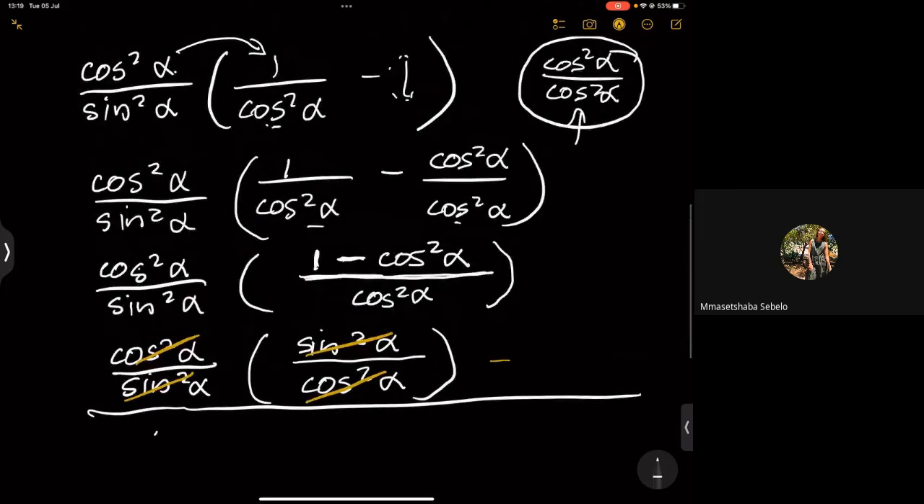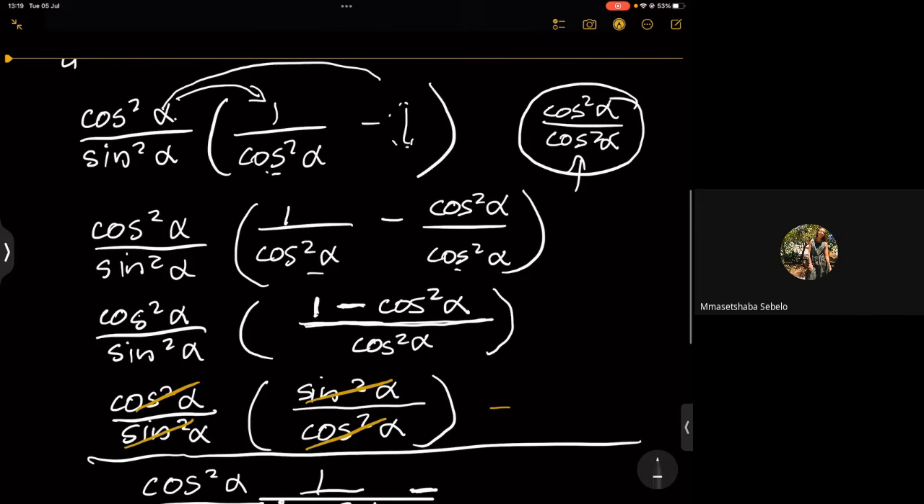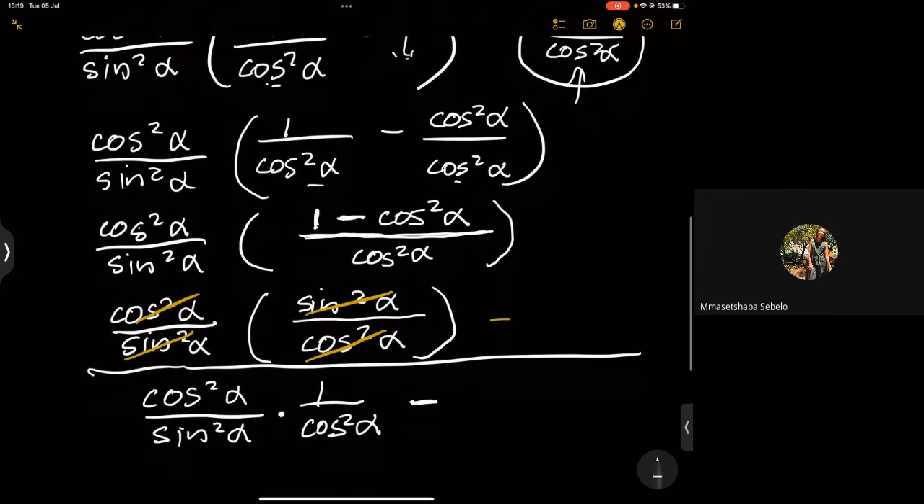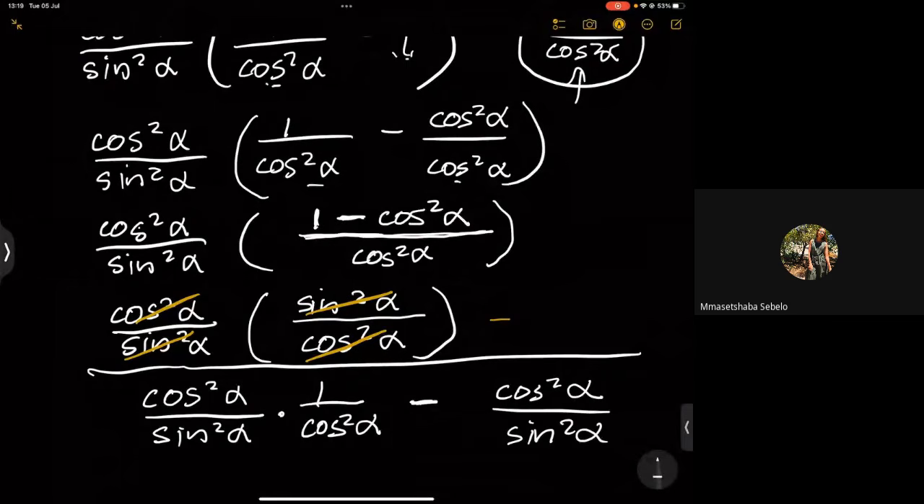So I would have cos squared of alpha over sine squared of alpha multiplied by 1 over cos squared of alpha, right? And then we've got the minus sign. And then if I multiply, remember we use our FOIL method, right? If I multiply into the 1, so what do I have? I would have cos squared of alpha over sine squared of alpha, right?